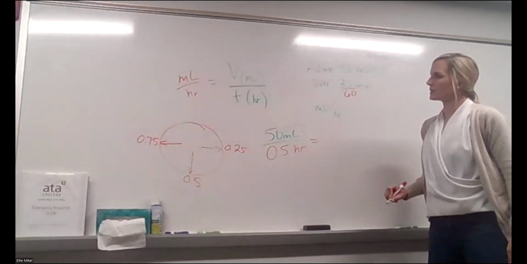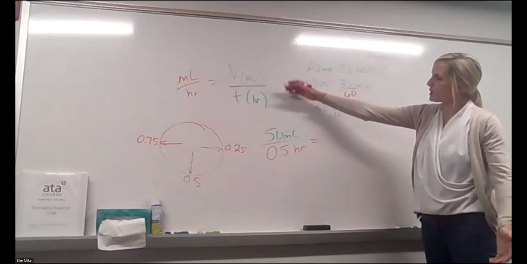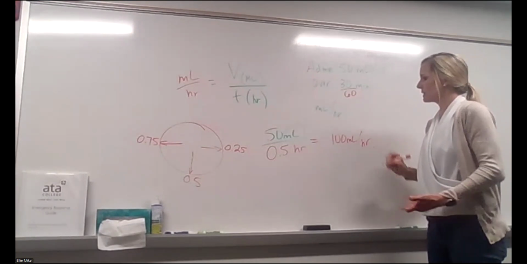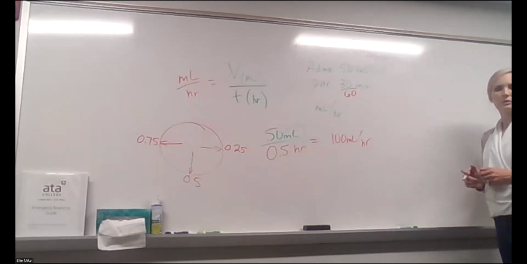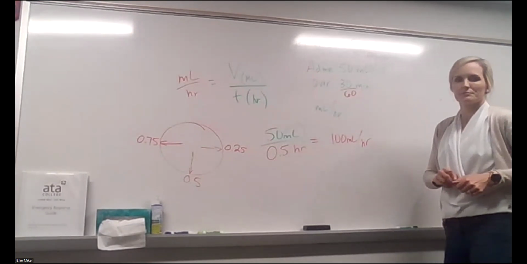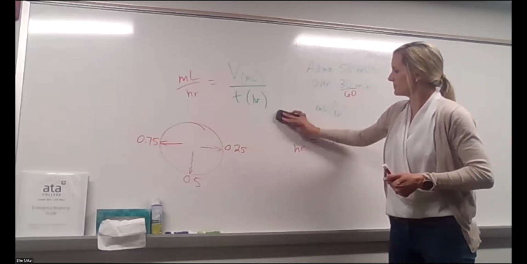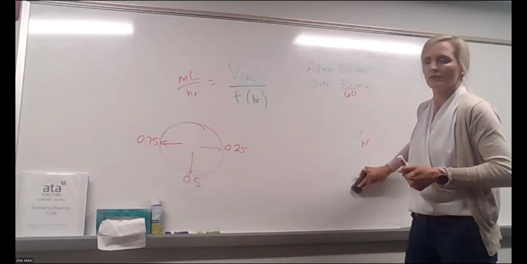And so what we would do here is now we would just divide it like we did before, milliliters divided by hours. We would set the infusion pump at 100 milliliters per hour here. They would only get it for 30 minutes based on what they need. Okay. So that's milliliters per hour.